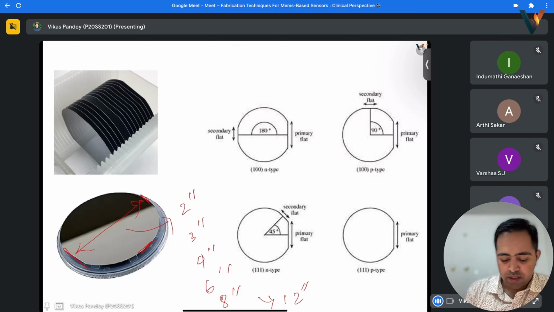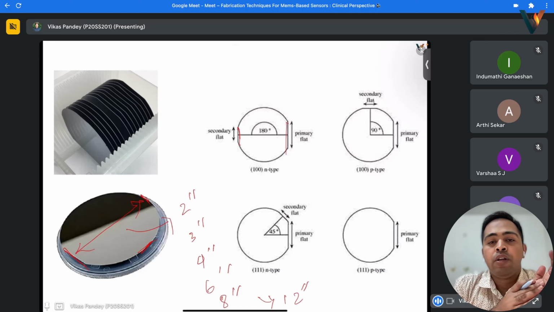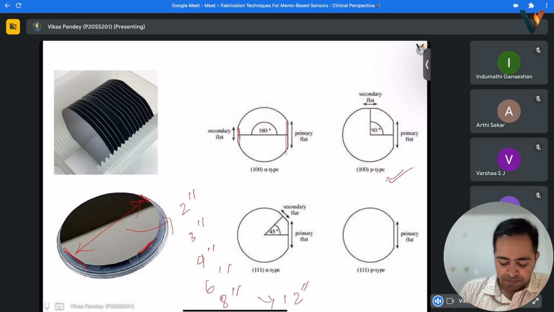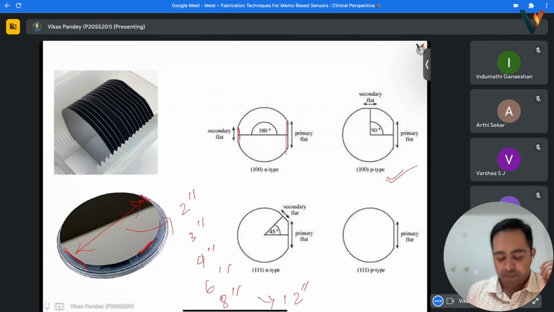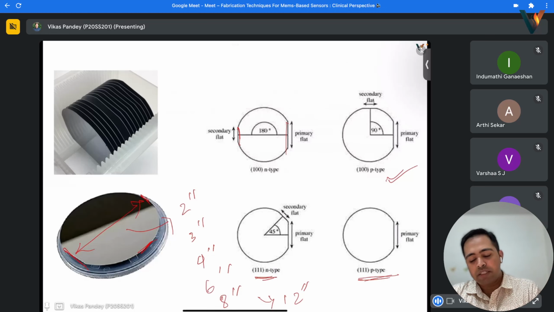If it is on the opposite side, primary and secondary cut, it will be an N-type wafer. And if it is at 90 degree, it will be a P-type wafer. If it is at 45-degree angle, you can understand it is a 111 N-type wafer. And if it is having just a primary flat, then it is 111 P-type wafer. So it is circular in shape with some small cuts on it.